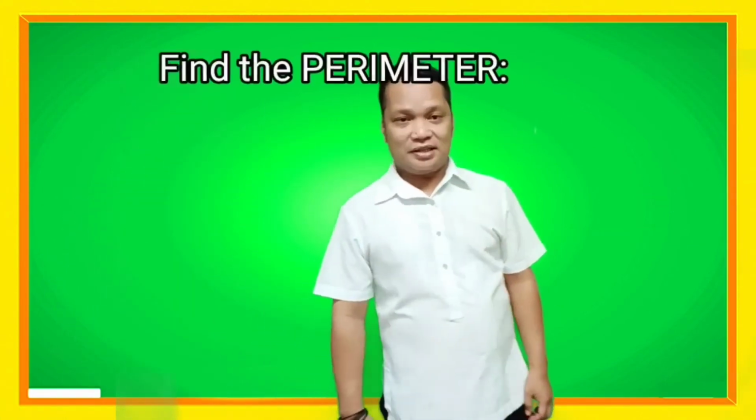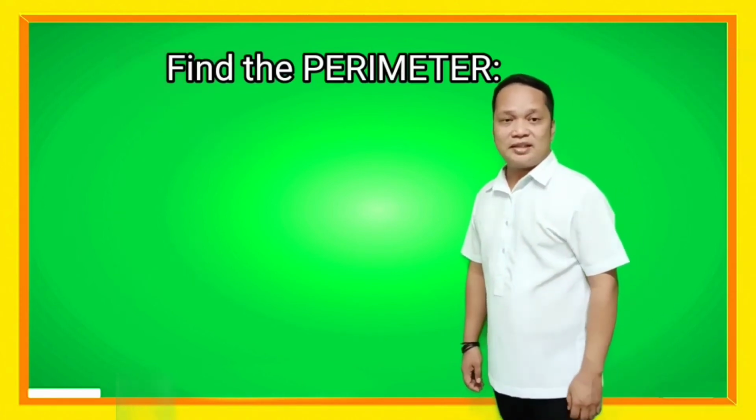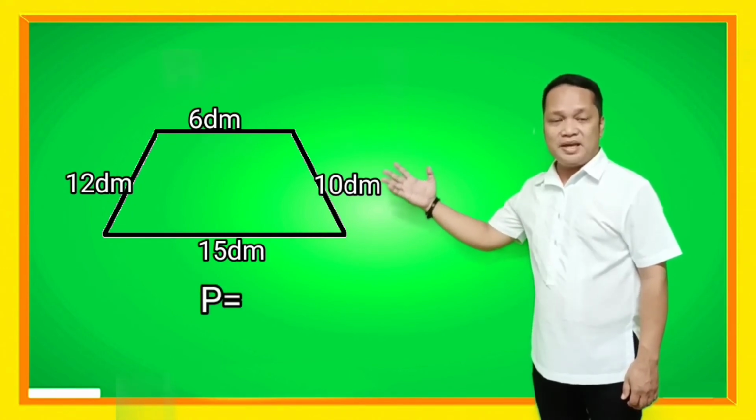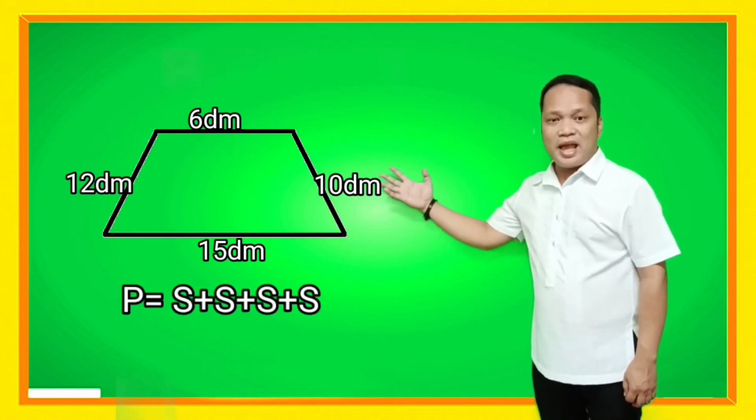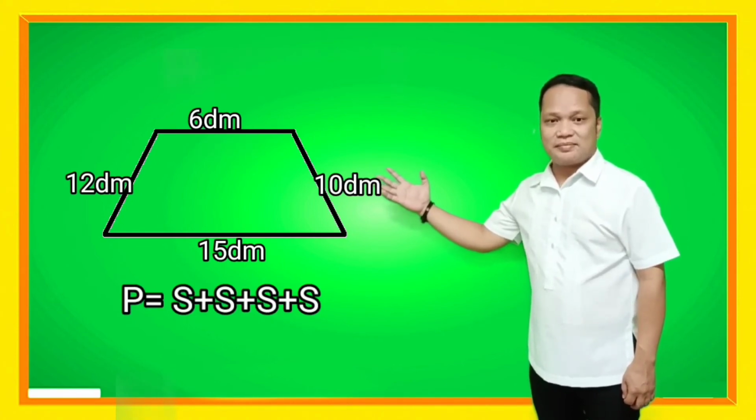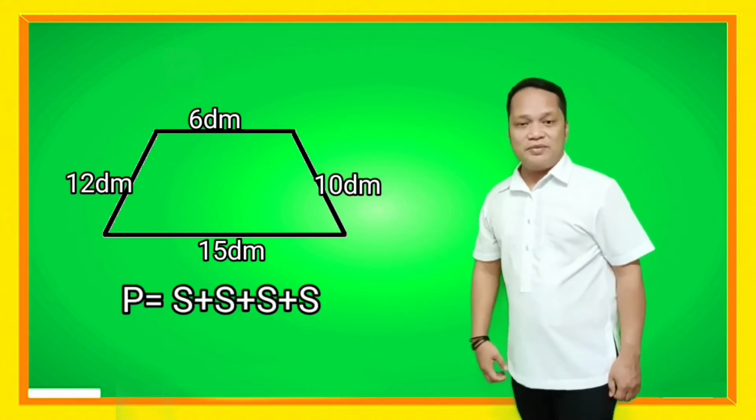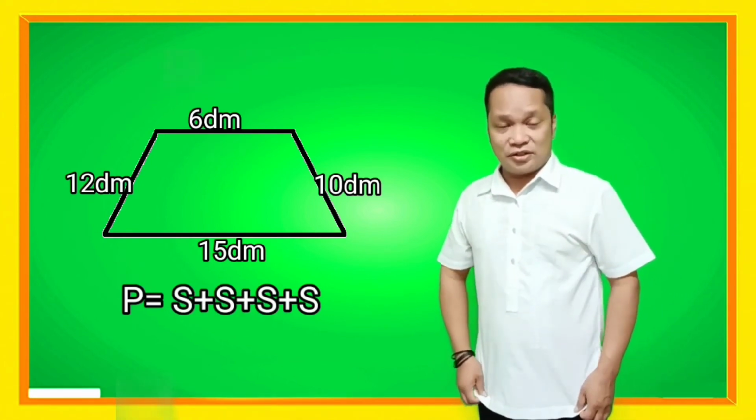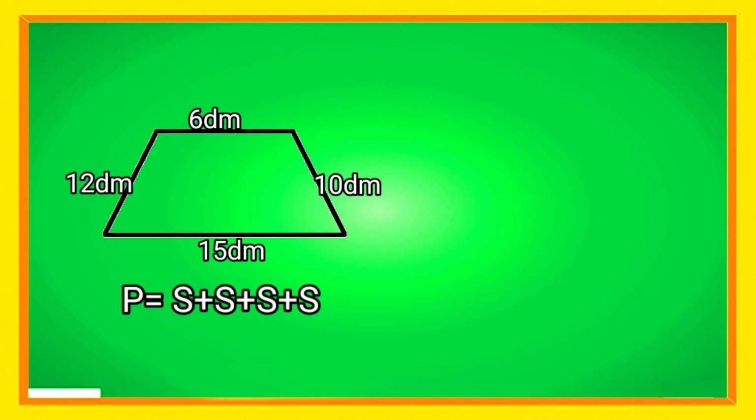Take this one. Try to get the perimeter of this trapezoid using the formula P is equal to S plus S plus S plus S. I will give you 15 seconds to answer. Your time starts now.